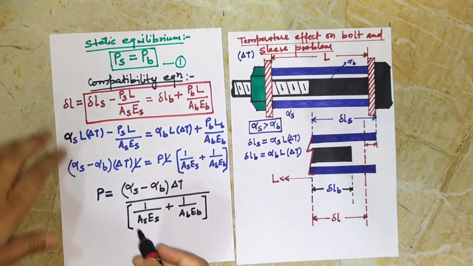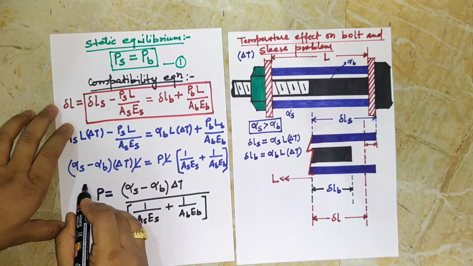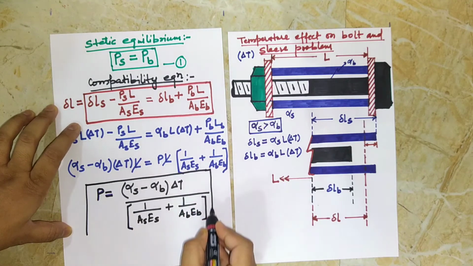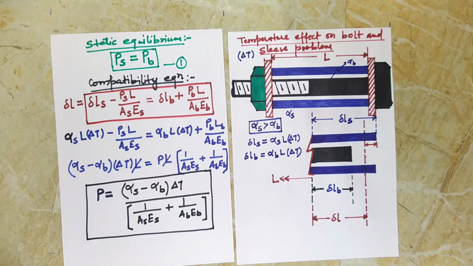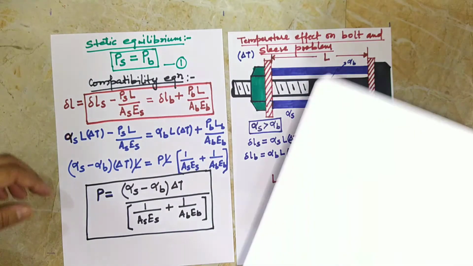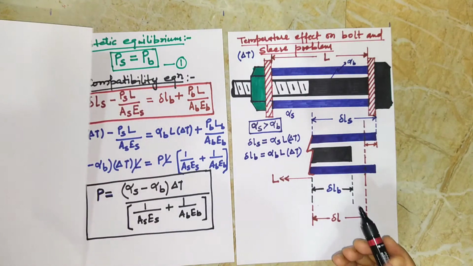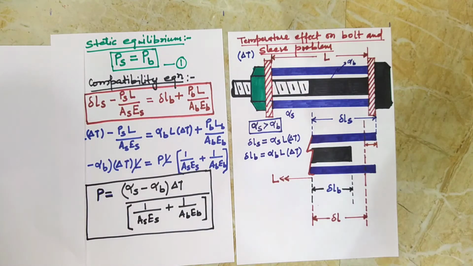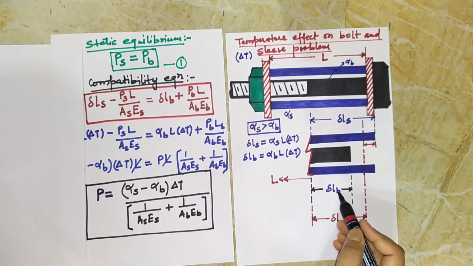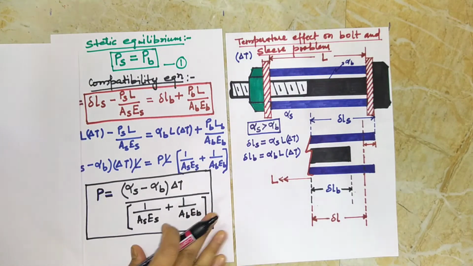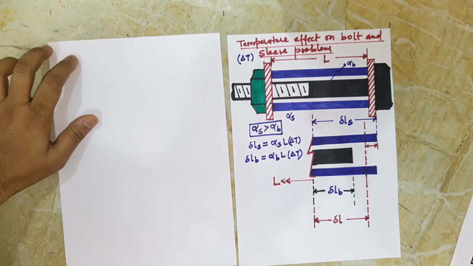So here is the load that we have found out using two equations, one derived from the static equilibrium condition and the second derived from the compatibility equation. So we got the formula for load. Now our target is to find out the change in length. We'll take a separate page. Now see, what will be the change in length? Change in length can be calculated either way, either by subtracting this from del Ls or by adding this to del Lb. So we'll take either of them.